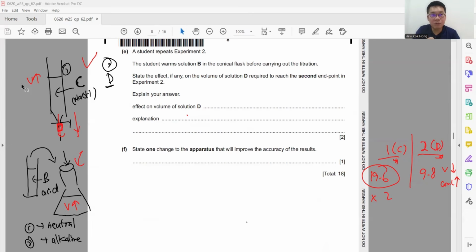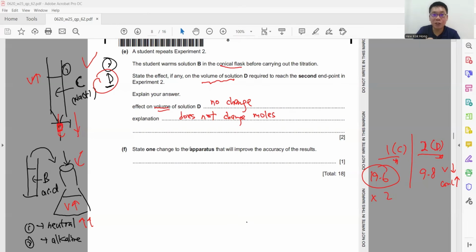Number E, a student repeats experiment 2. The student warms solution B in the conical flask before carrying out the titration, so the temperature increased. State the effect, if any, on the volume of D required to reach the second endpoint in experiment 2. Explain your answer. When we increase temperature, the rate of reaction is higher, but the number of moles does not change. That's why the volume will not be affected. So the effect on the volume is no change. The reason is it does not change the moles.